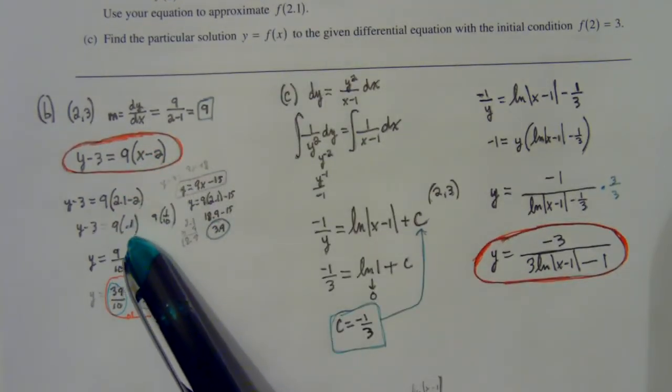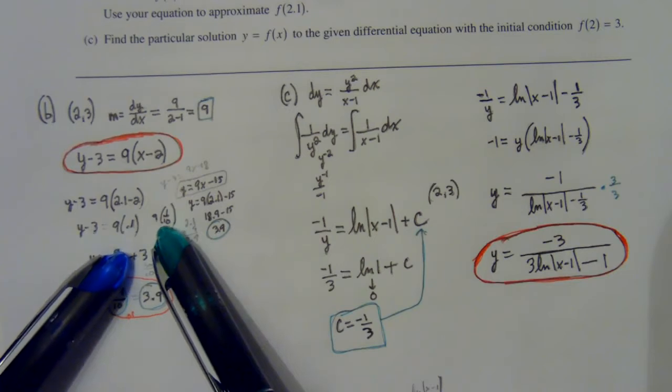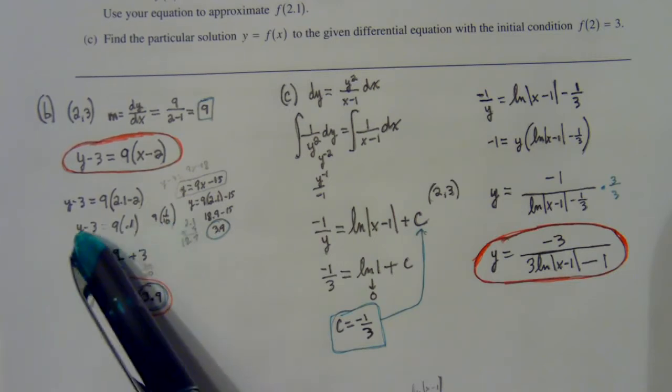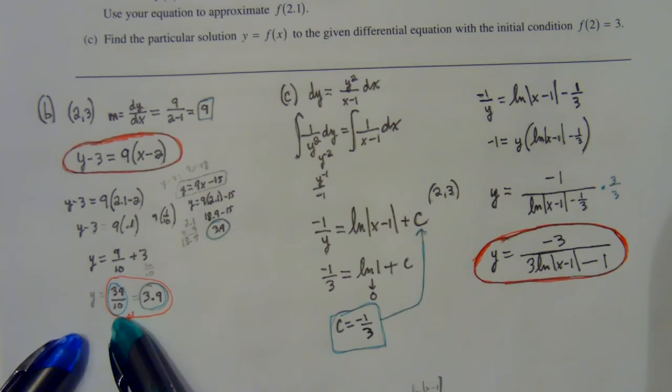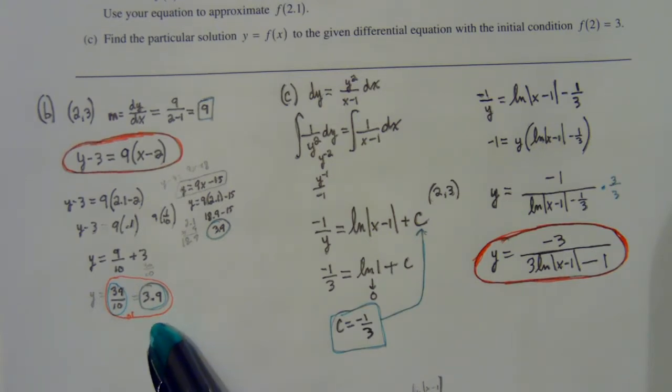I got 0.9. If you have trouble with the decimals, switch to a fraction, right? So that's 9/10. And then if you add 3 to both sides, that's 9 over 10 plus 30 over 10, and you can leave that as 39 over 10. You're allowed to leave it like that. If you want to make it 3.9, you can.